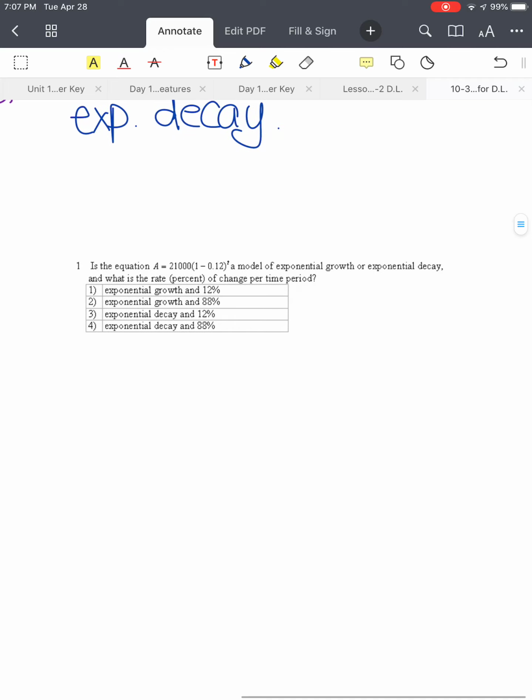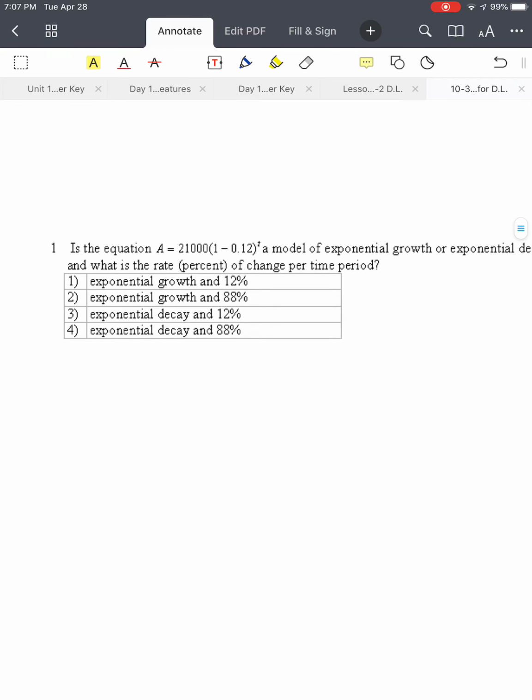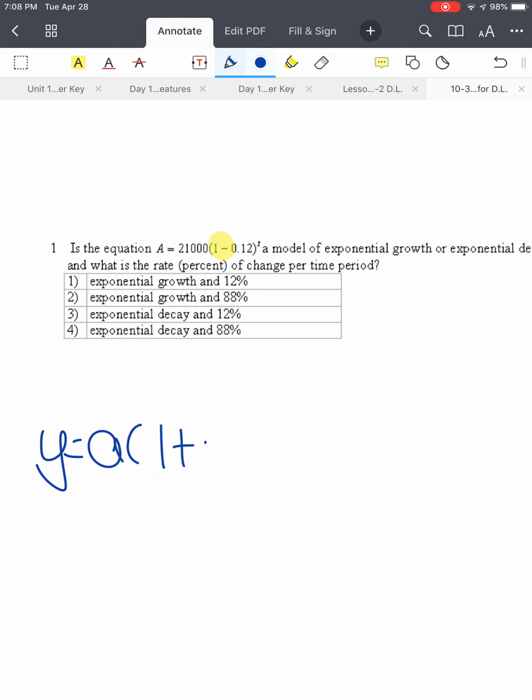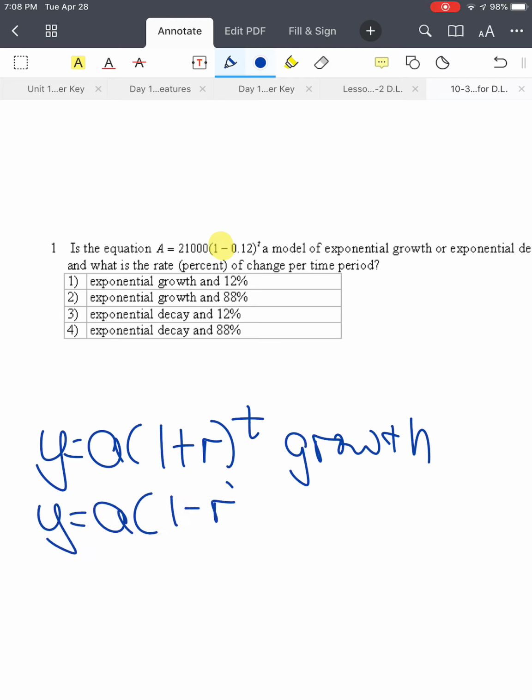Okay, so this says, is the equation A equals 2(1 minus 0.12) to the t a model of exponential growth or exponential decay? Okay, well, we have to remember this is growth, and this is decay. So right away, I see a subtraction, 1 minus something. Well, that's going to tell me that it's decay.